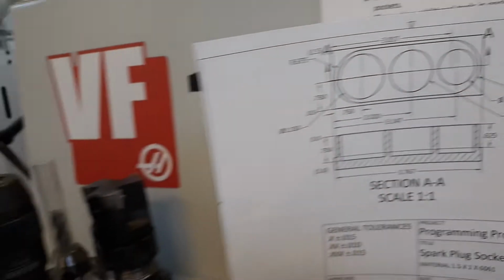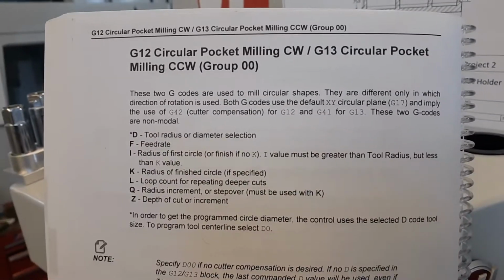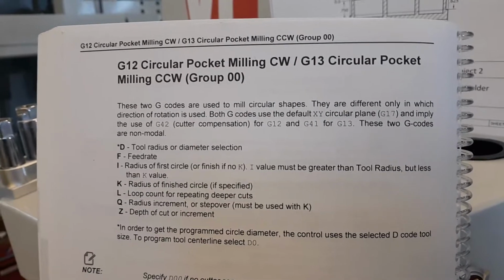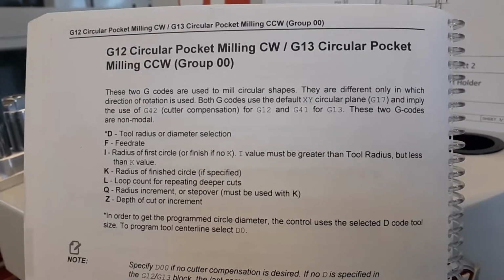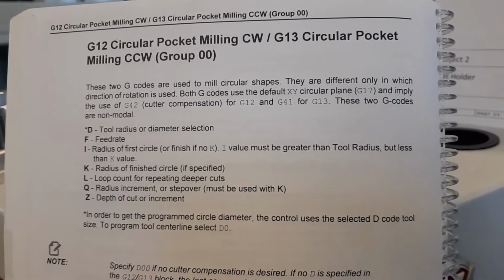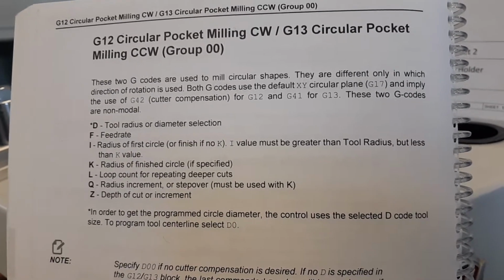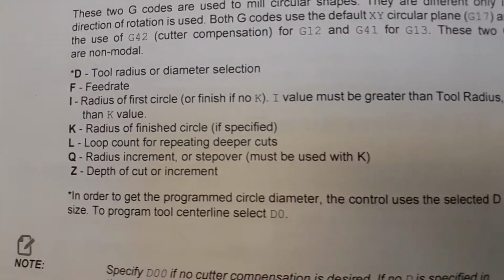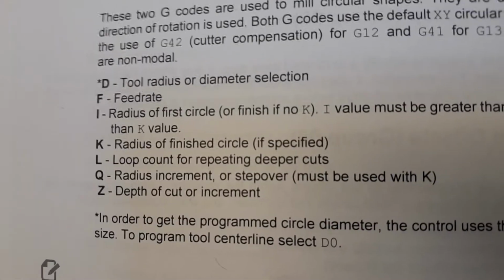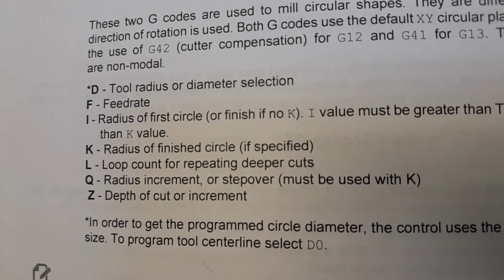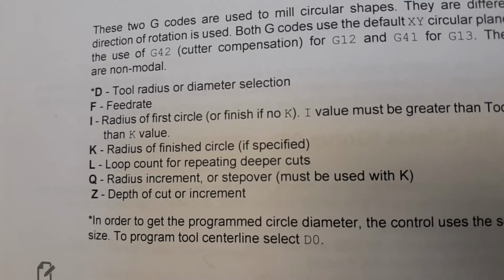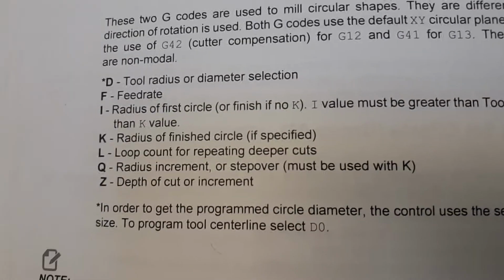So Haas has a really nice device in their programming language called G13 circular pocket milling, which allows for cutter compensation like you would use in a normal G41. So the parameters for this are D, the tool diameter offset of the tool that's being used to be able to bring about that tool radius compensation.